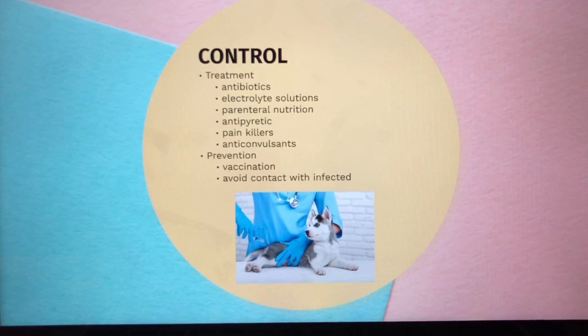And then, like I said before, prevention, vaccinations, and then just avoid contact with infected animals. And then if your puppy is going to have a little puppy play date, you want to make sure that their dog was vaccinated as well. We can't just trust that they were, especially if they are young and maybe don't have all of them yet.